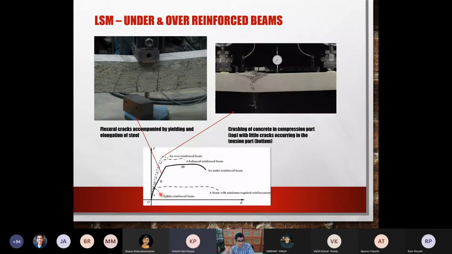The properties of concrete and steel are different. Concrete is weak in tension. When a beam is bending, one part is in compression and another part is in tension.